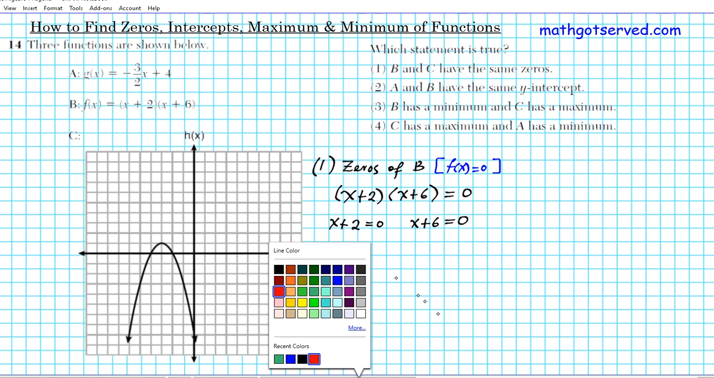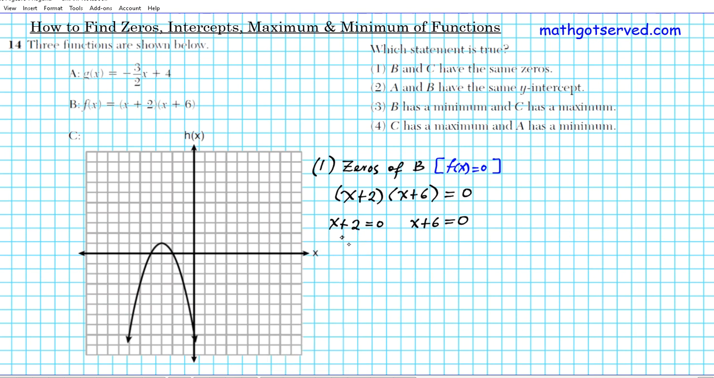Okay? Now let's solve them independently. We have two equations here. From the first one, we subtract 2 from both sides of the equation to get rid of this plus 2 and have x isolated. In the second equation, we're going to subtract 6 from both sides of the equation. Minus 6 is the inverse of positive 6. That will result in the isolation of x, and that will tell us what the second zero is.